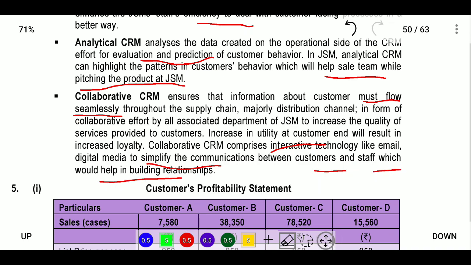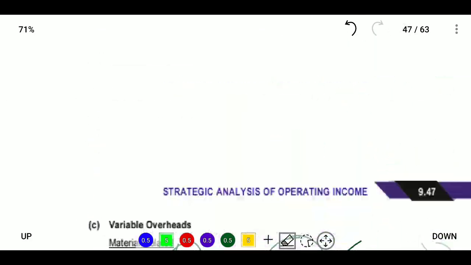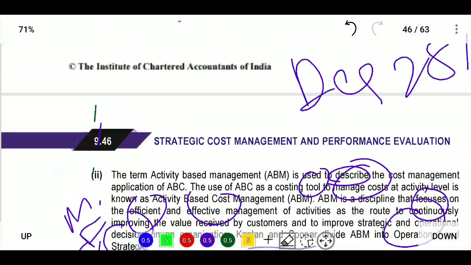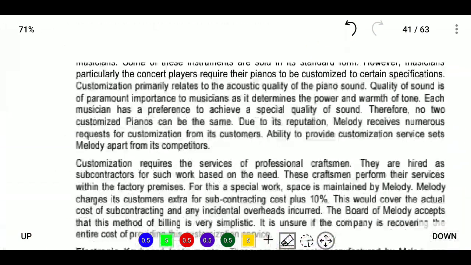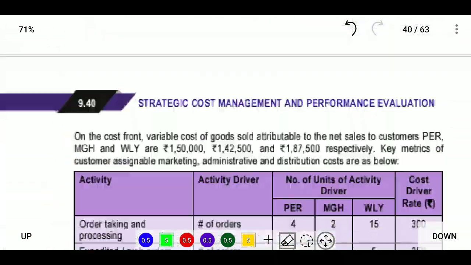This is question number 4. Next, we will go for question number 5. What is there in question number 5? Question number 5. Come on, yaar.